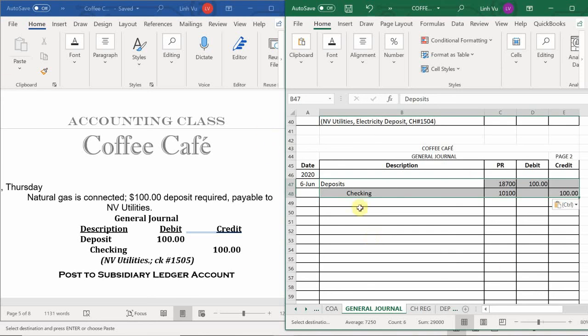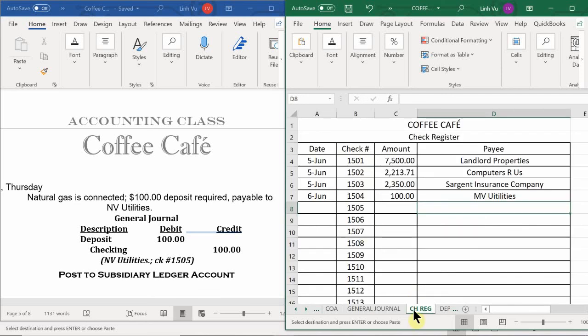So in this case, here we go. I copied and pasted the deposit and the checking. But this time, it's for the same amount of $100. But let's go ahead and fill out our check register because we had to write another check. That's why the description is going to be slightly different, because we have a new check number and a new reason why we made this deposit. Okay, so 66. Check number 1505. We paid another $100.